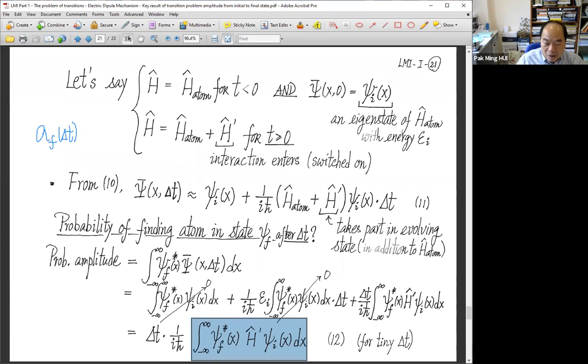Now remember, I'm jumping ahead a little bit. The form now is final state, initial state, with an integral over all space. Remember, in H prime, there is a Z for the electron. So if I put in a Z here, you see there is an integral.